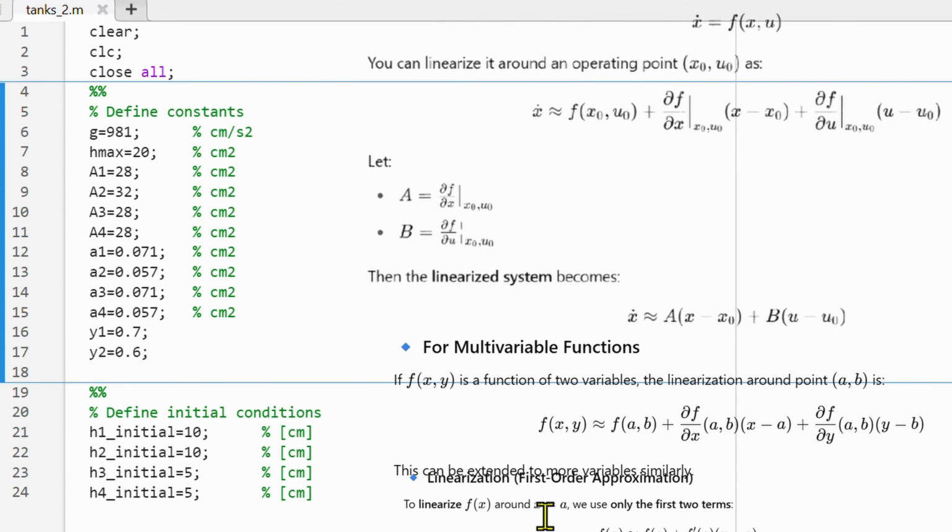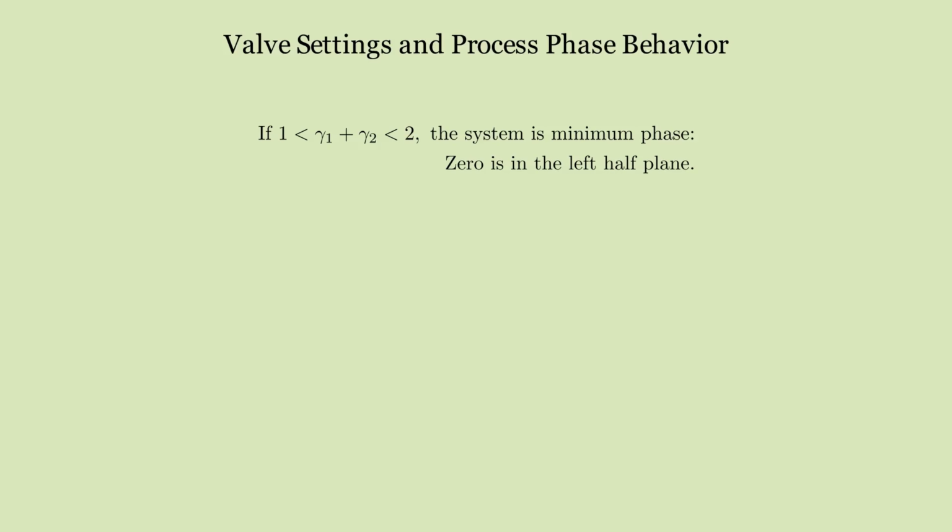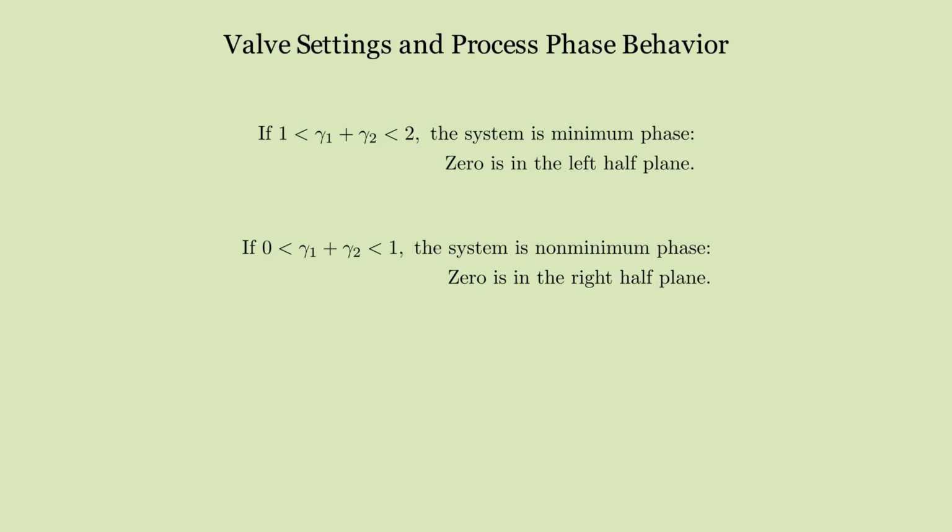Before finding the operating point, we need to understand the concept of minimum and non-minimum phase. The flow from the pump is divided by three-way valves represented by the parameters gamma 1 and gamma 2. Gamma 1 and gamma 2 determine whether the system behaves as a minimum phase or non-minimum phase process. If gamma 1 plus gamma 2 is greater than 1 but less than 2, the system is minimum phase and its zeros lie in the left half plane.